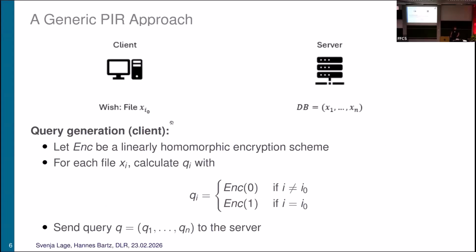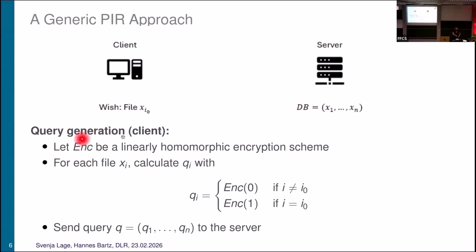Now, let's have a look at the generic PIR approach. Again, we have a client on this side, and it wishes to get the file X with index I0, and we have the database, which has all the files stored there. And the client then generates a query.